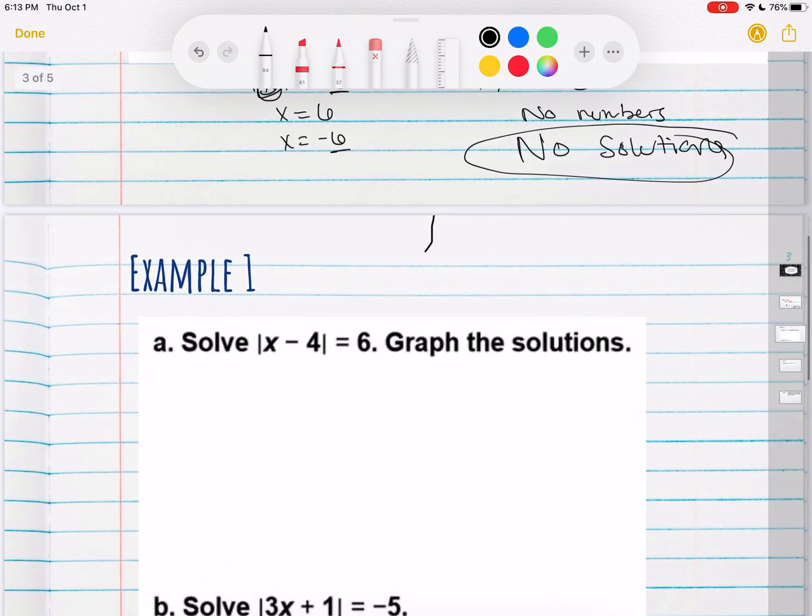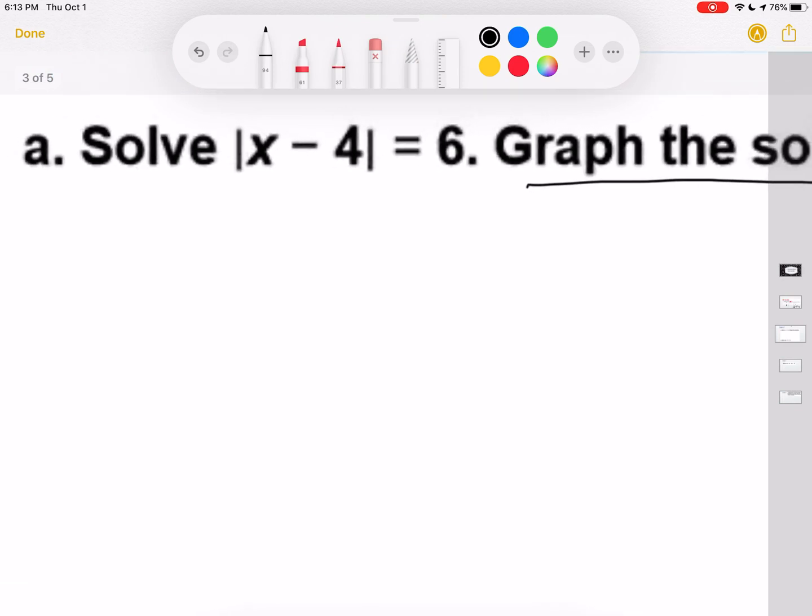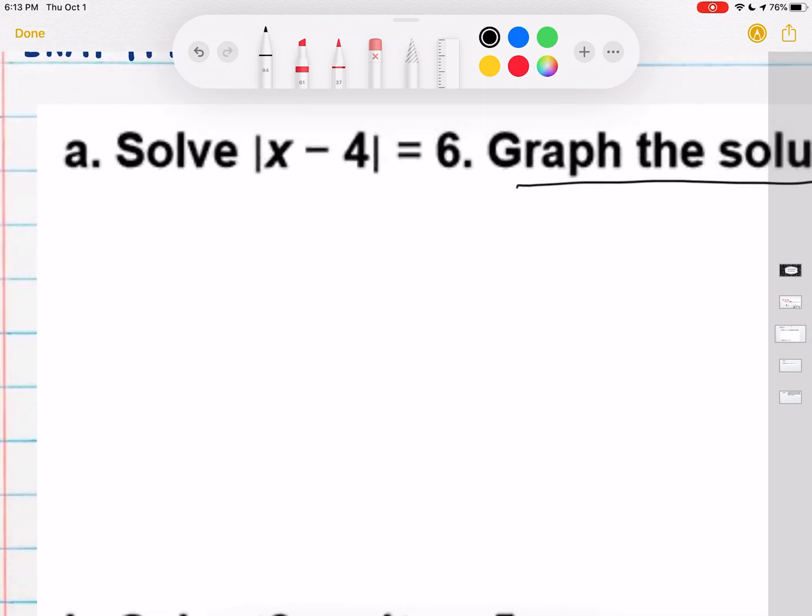Let's try some out. So example 1, solve the absolute value of x minus 4 equals 6. Graph the solutions. We'll talk about the graphing in one moment. Let's just focus on the absolute value of x minus 4. What I like to think is, okay, I've got to break that x minus 4 out of prison, right? It's still in the absolute value prison bars. How I'm going to do it is split it into 2.